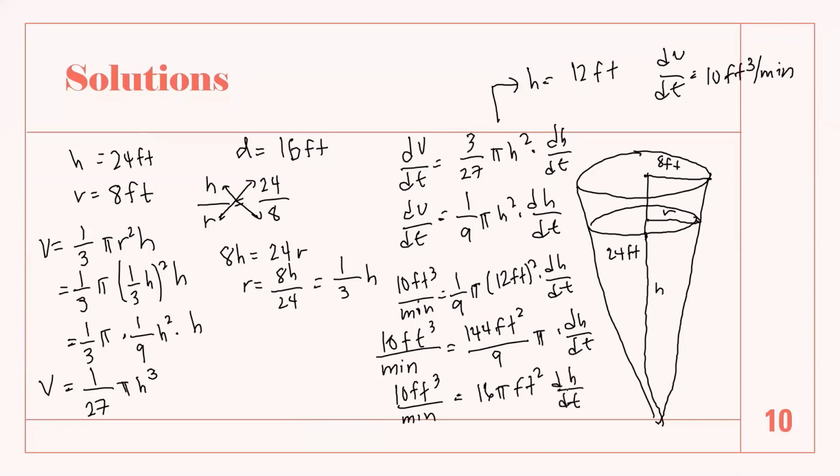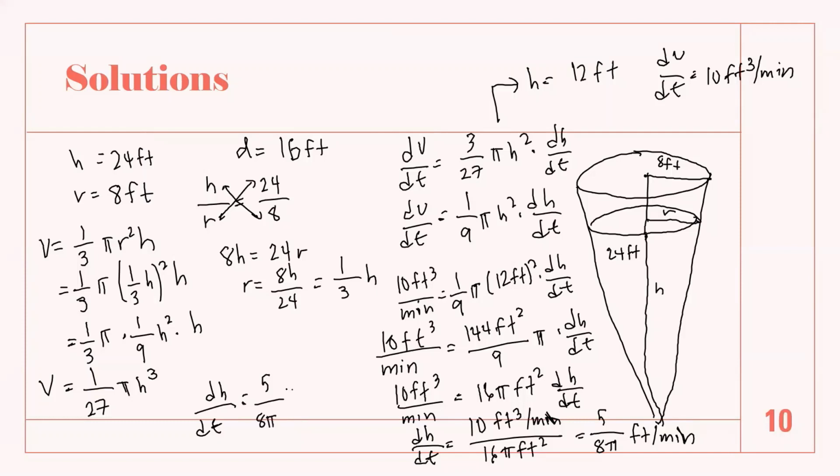dh over dt. So what we are going to do next is solve for dh over dt by dividing both sides by 16 pi feet squared. Okay, so simplifying to lowest terms, 10 over 16 becomes 5 over 8. Then, since pi is in the denominator, we copy pi, then feet over minute. So we can say that our dh over dt is 5 over 8 pi feet.